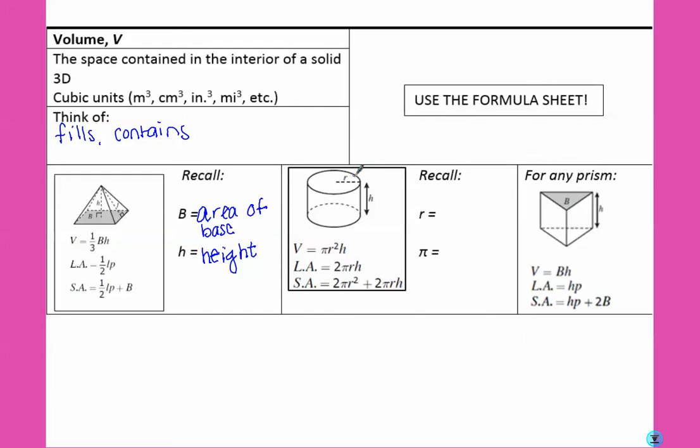In a cylinder, our volume is pi r squared h. R is the radius. That's our symbol for pi. Remember on our calculators it's second and then the caret button. H still stands for height. And then for a prism, your volume is going to be the area of the base times the height.